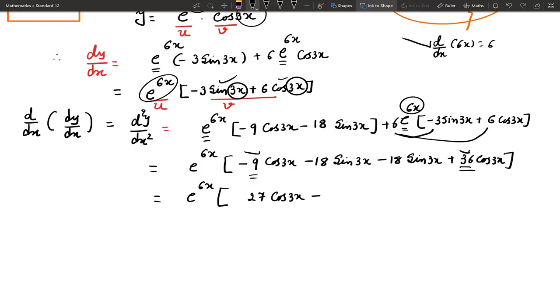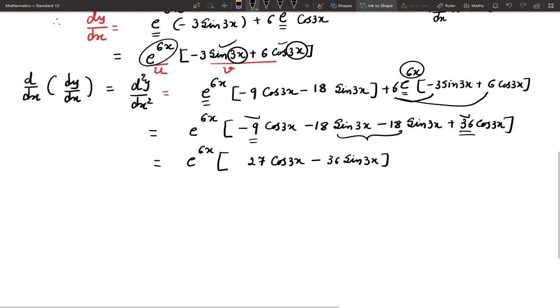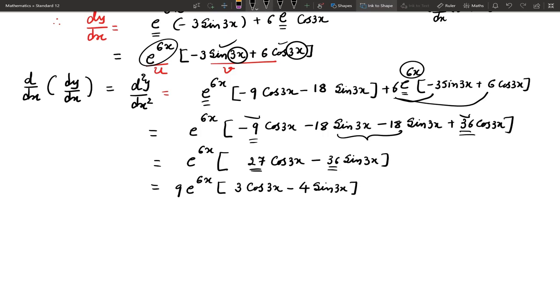27 cos 3x minus this is 36 sin 3x, and we can take 9 common from these two terms. So 9 e raised to 6x, 3 cos 3x minus 4 sin 3x. This is the second order derivative, d2y by dx2.